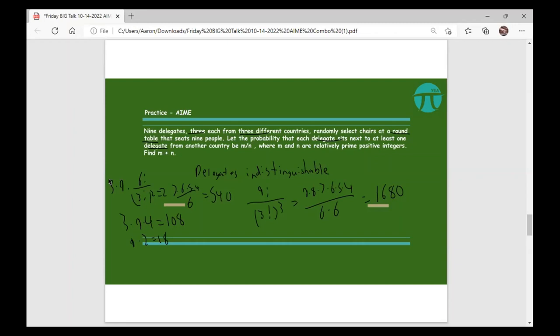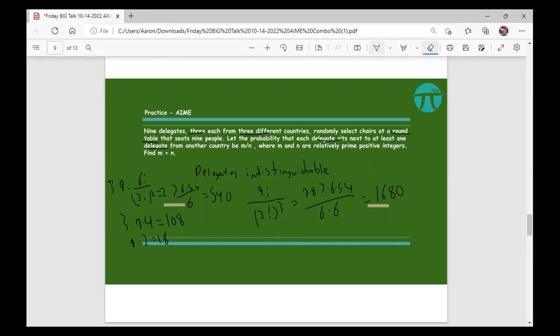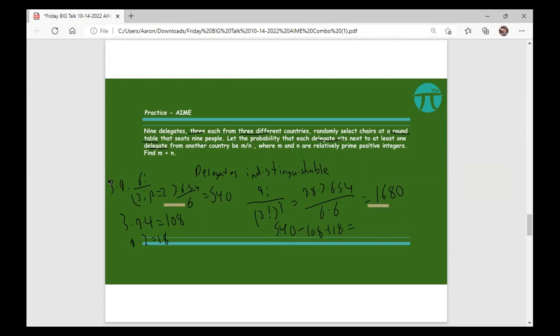So the number of arrangements we don't want is 540 minus 108 plus 18. And so this is just equal to 450. So this means that the probability that we want to find is simply equal to this number, 1680, minus this number, 450, over this number, 1680. Because this is the number of bad cases.